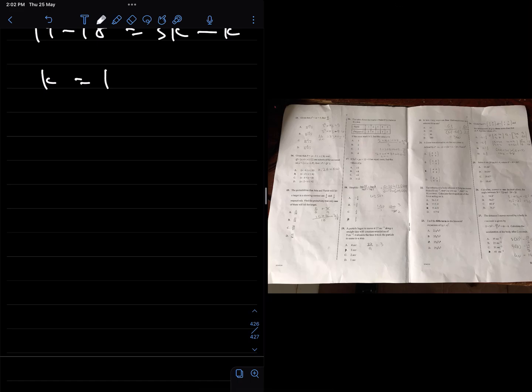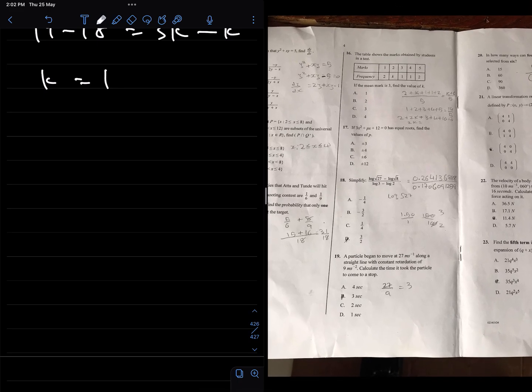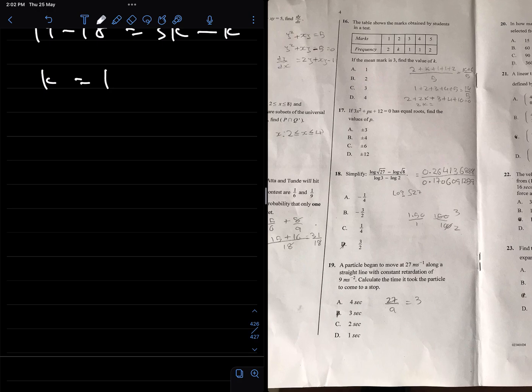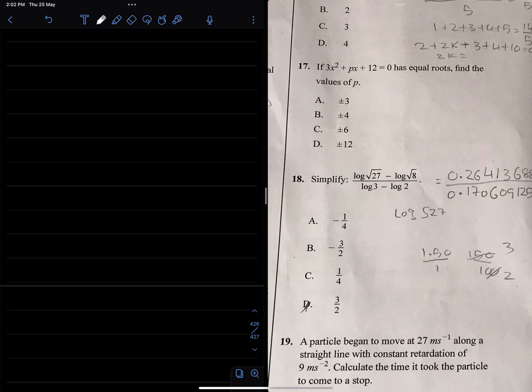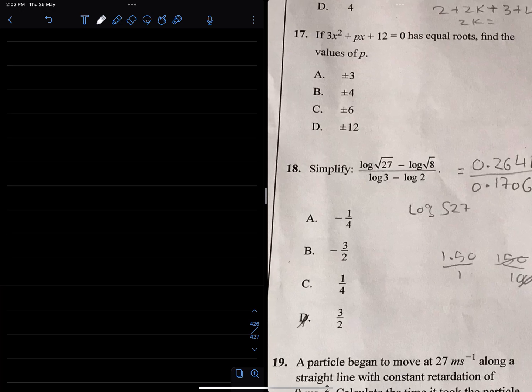So let's go straight to the next one, and that's number 17. If 3x squared plus px plus 12 equals 0 has equal roots, find the values of p.